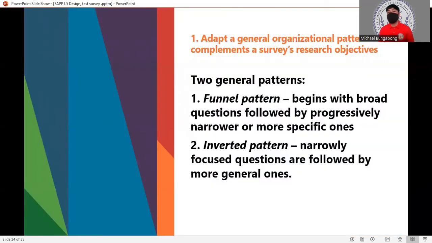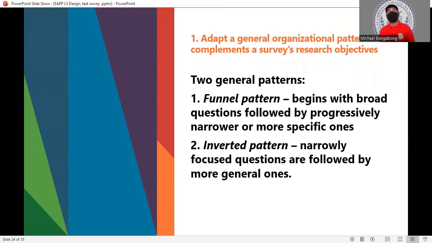So, number one, adapt a general organizational pattern that complements a survey research objective. You do have two general patterns: the funnel pattern and the inverted pattern. When we say funnel pattern, it begins with broad questions followed by progressively narrower or more specific ones.